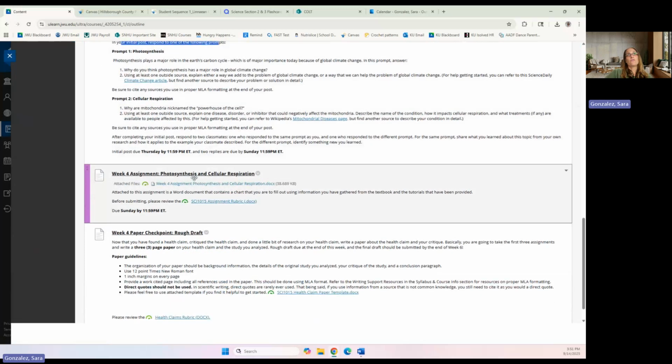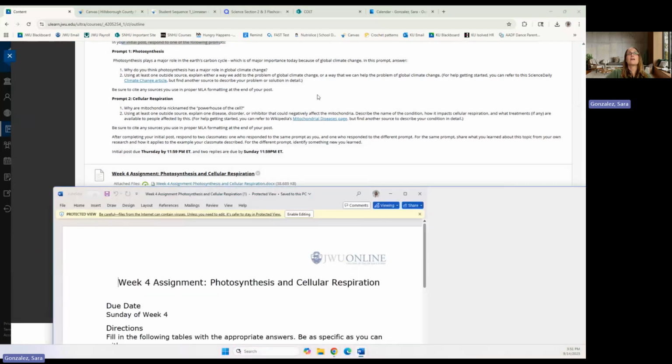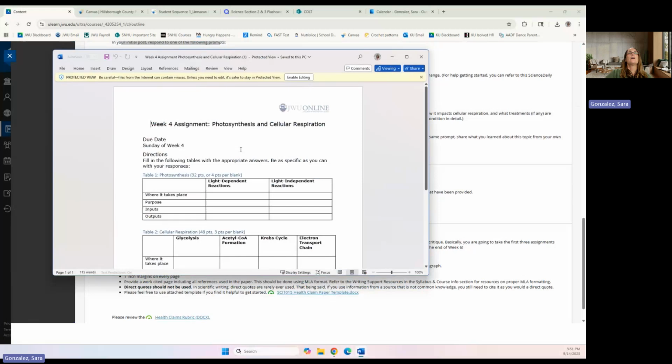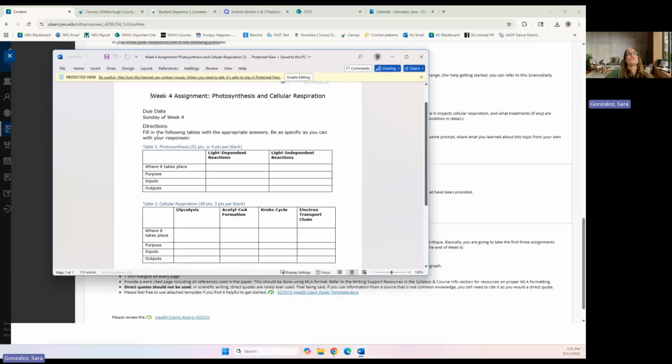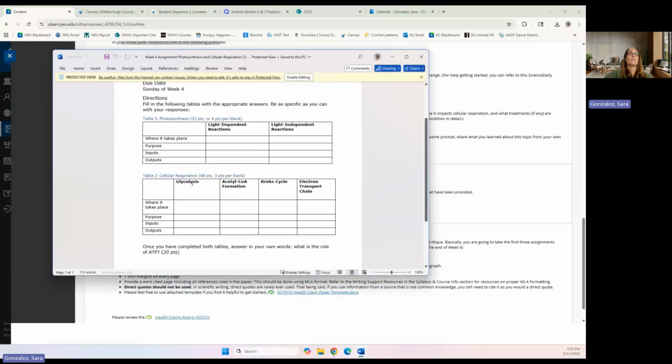You have an assignment here called photosynthesis and cellular respiration. So you should be able, hopefully, to see this document, which I downloaded for you all. Basically, what you're going to do is fill in the tables with your responses. So photosynthesis, where it takes place, and you're going to compare and contrast light-dependent versus light-independent reactions. And then cellular respiration, you're going to compare glycolysis, acetyl coenzyme A formation, Krebs cycle, and the electron transport chain.